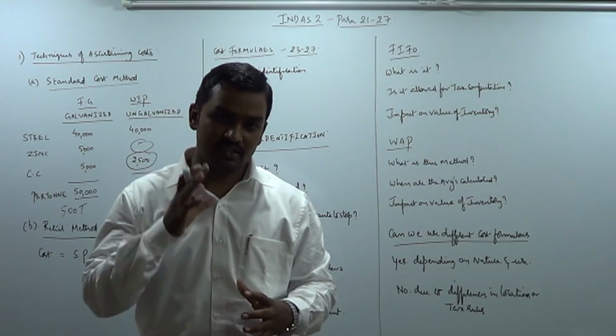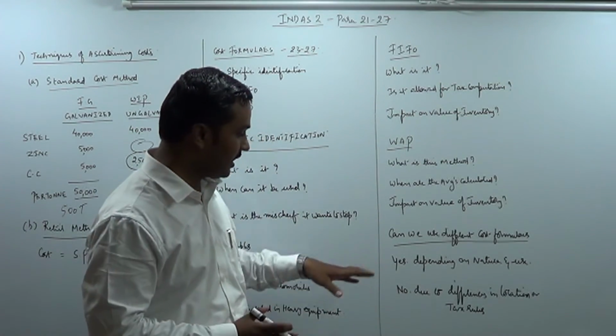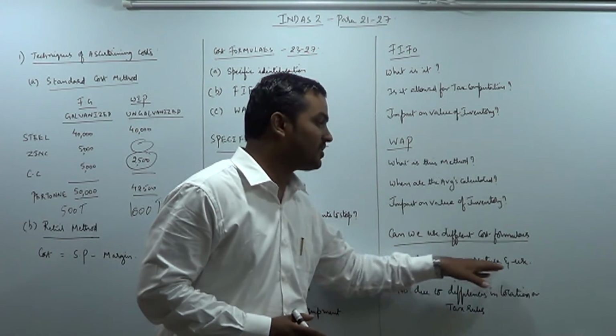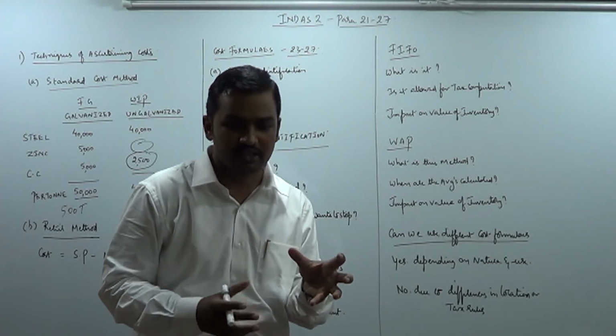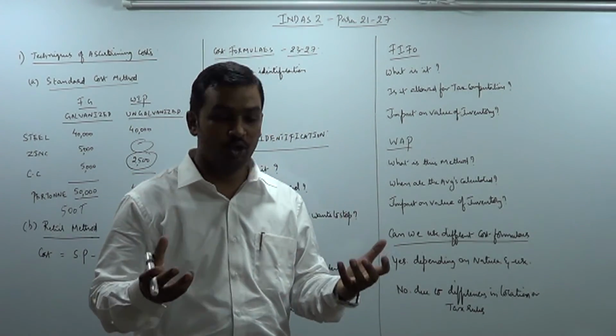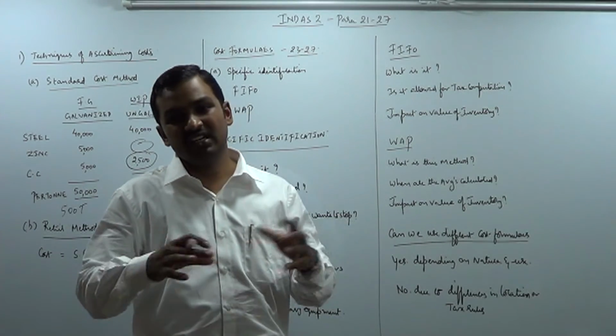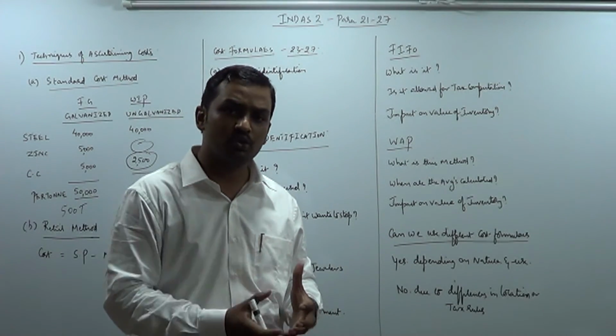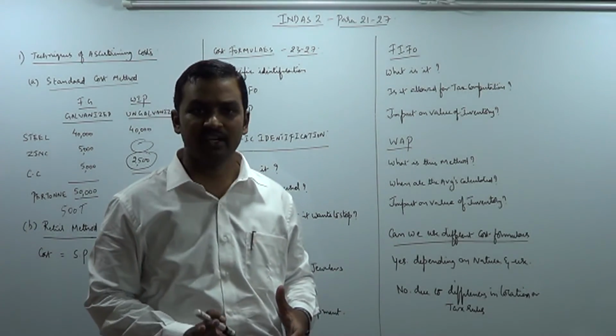The standard says yes, it is allowed. Now the answer is yes, depending upon nature and use. If the nature of inventory is different, or its use to the entity is different, in such cases definitely it is allowed to use various cost formulas for arriving at inventory.